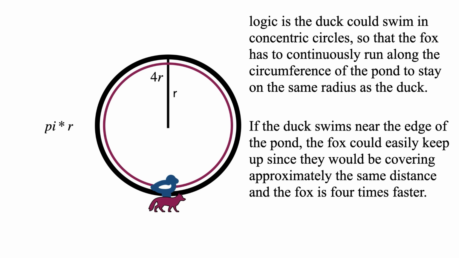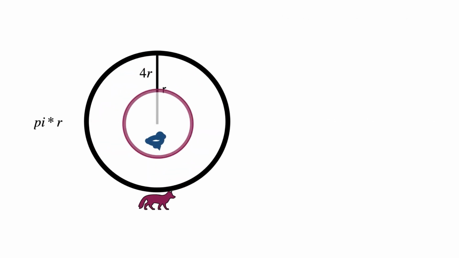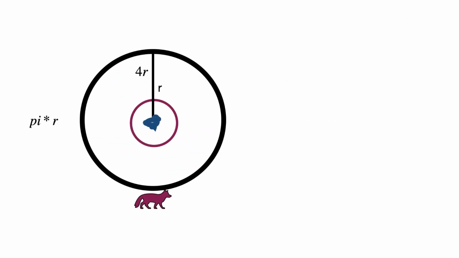But what if the duck swam closer to the center of the pond? The duck would have to cover a smaller circumference in this case and could use this strategy to put some distance between the fox and itself.